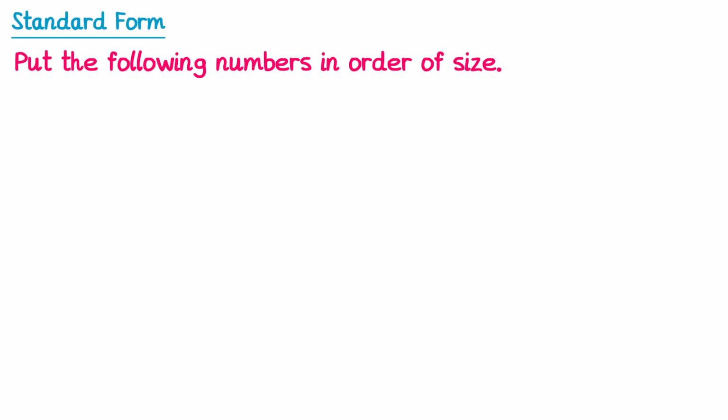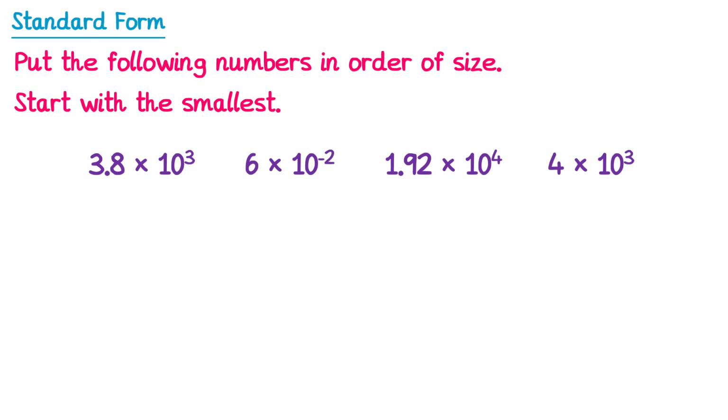Sometimes exam questions will ask us to put some numbers in order that are written in standard form. Let's have a look at a couple of examples of these. So here we've been asked to put the numbers in order of size, starting with the smallest, and these are the numbers we're going to do. So the way I'd recommend doing this question is converting each of these numbers from standard form to an ordinary number, just like we practiced before. So 3.8 times 10 to the power 3 is 3.8 times 10 3 times. So 3.8 times 10 once is 38, a second time is 380, and a third time is 3,800.